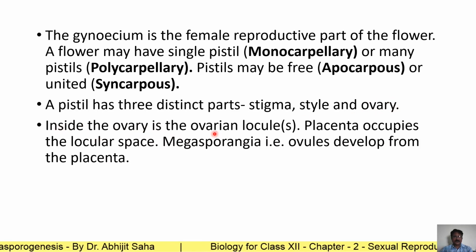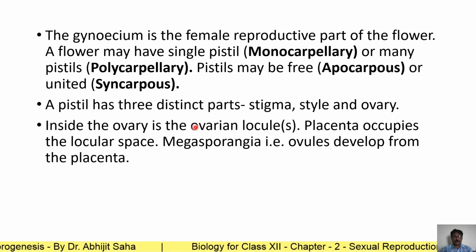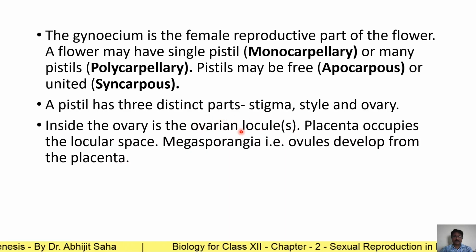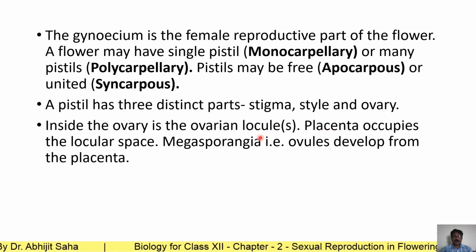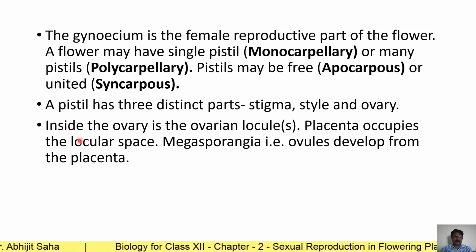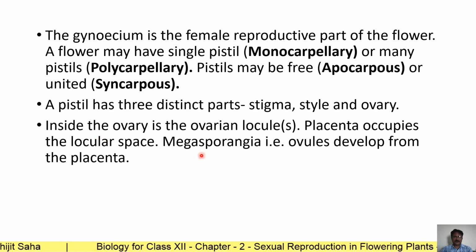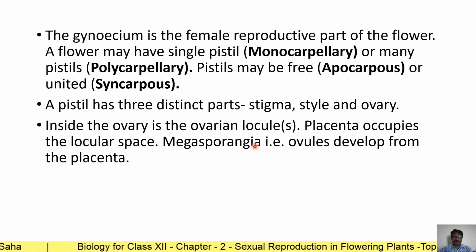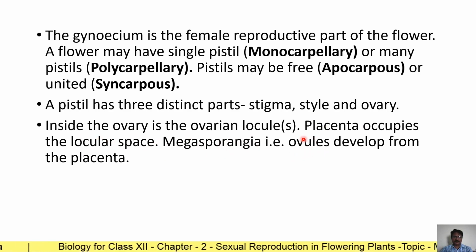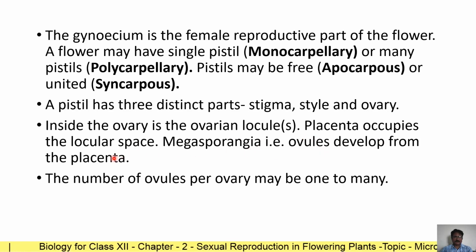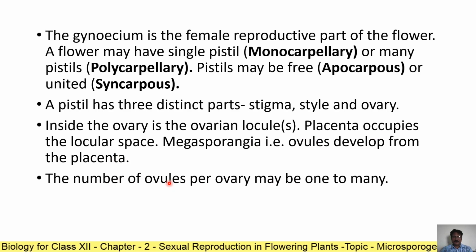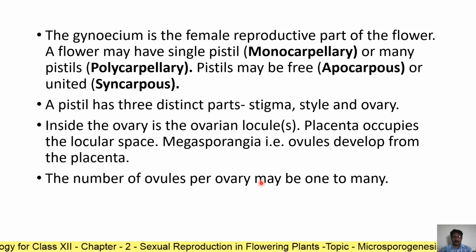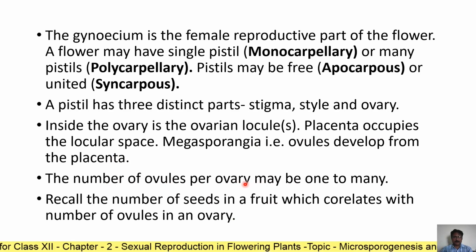So inside the ovary is the ovarian locule. There can be one to many chambers. These are called locules. Placenta occupies the locular space. Inside the locule there is placenta. And megasporangium, which is otherwise known as ovules, develops from the placenta. The number of ovules may vary. Some species may have one, some species may have many ovules.